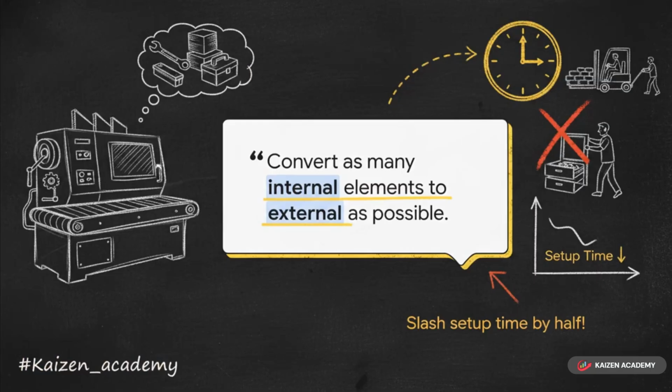I really want to emphasize step number 3 for a minute, because this is the magical catalyst of the whole thing. When you actually start observing setups on the floor, you will be shocked at how much time is wasted with the machine turned off while an operator is simply walking around looking for a tool or fetching a forklift or staging raw materials. All of that is just external work masquerading as internal work. By rigorously converting those tasks, meaning doing all the prep work before the machine ever stops, you immediately slash your setup time, often by half, before you even spend a single dollar on new equipment or fancy clamps. It's a total game changer.